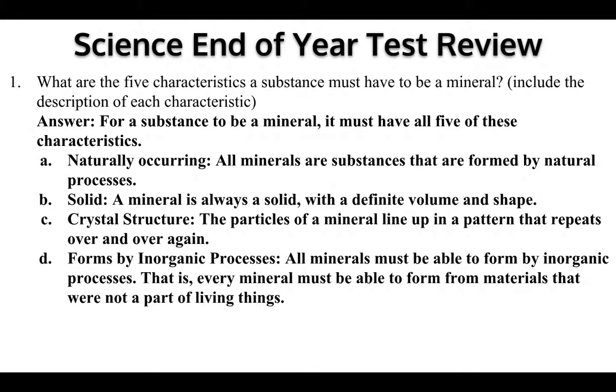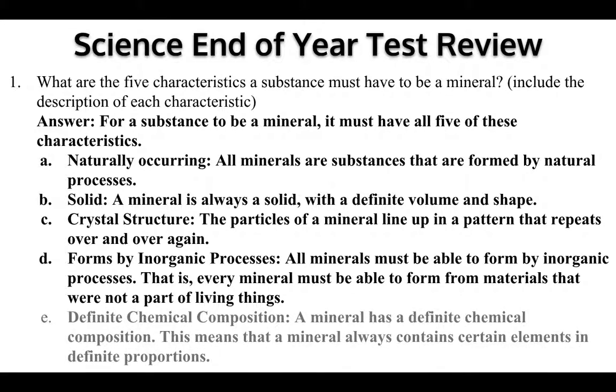Formed by inorganic processes. All minerals must be able to form by inorganic processes. That is, every mineral must be able to form from materials that were not a part of living things. Definite chemical composition. A mineral has a definite chemical composition. That means a mineral always contains certain elements in definite proportions. You have some minerals that are also elements found on the periodic table, such as gold, silver, copper. All those examples are minerals, and they are also examples of elements found on the periodic table.